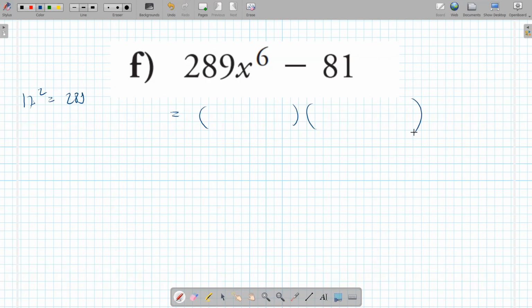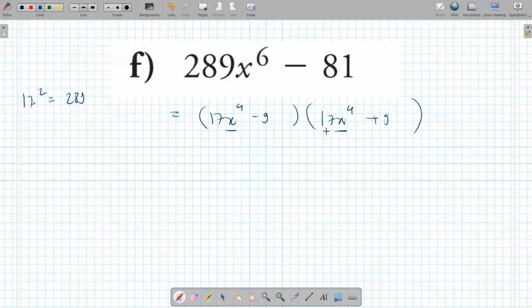17x to the power of 4 minus 9. And then you do plus. Does that sound right though? Let's see. 17x is right, but the power 4, I don't know. Because if you were to multiply these guys, what's x to the 4 times x to the 4? X to the power of 8. Right, but we don't have x to the power of 8. We have x to the power of 6.